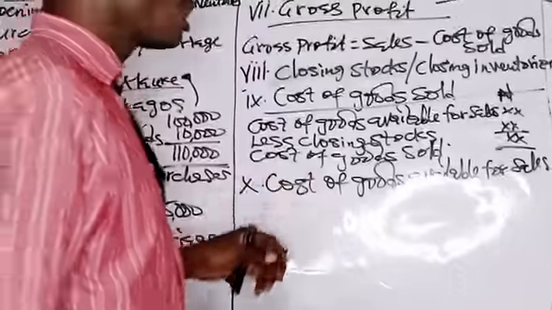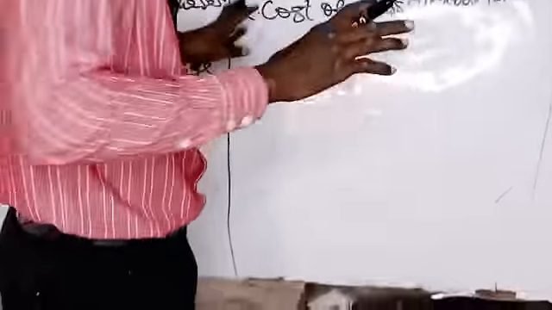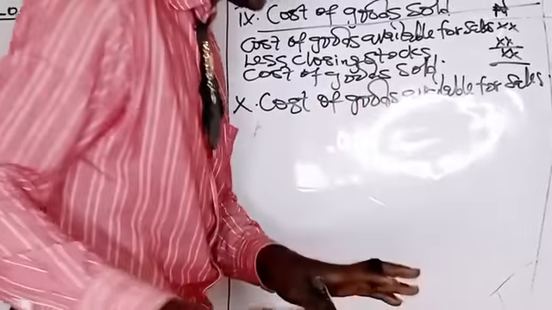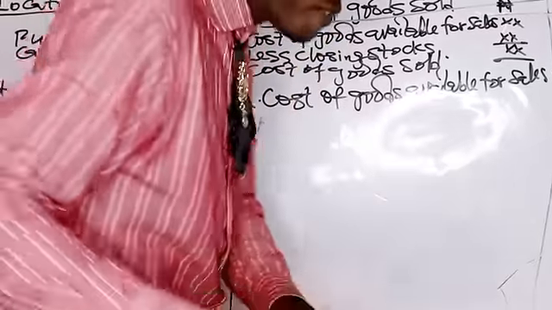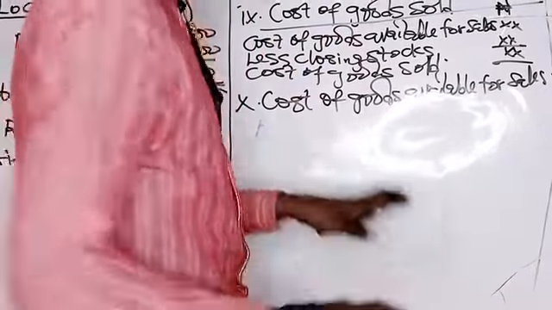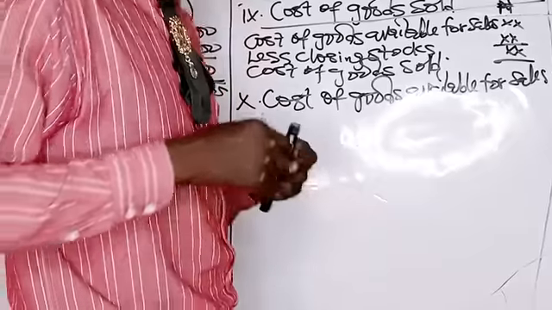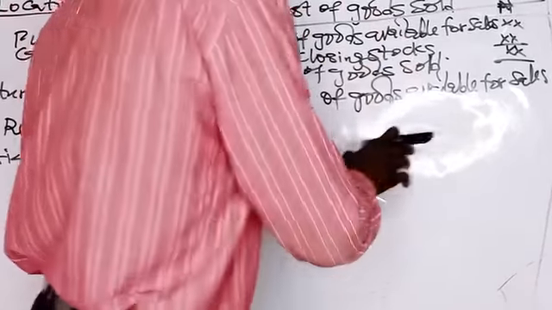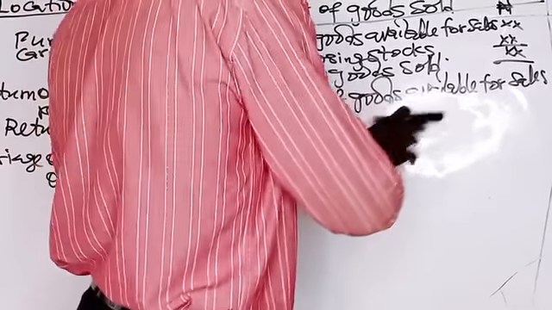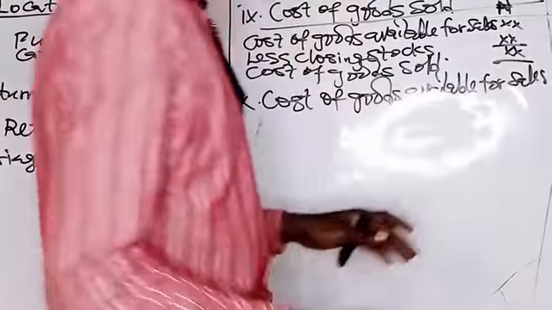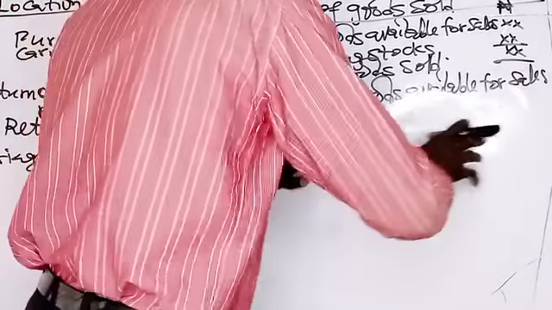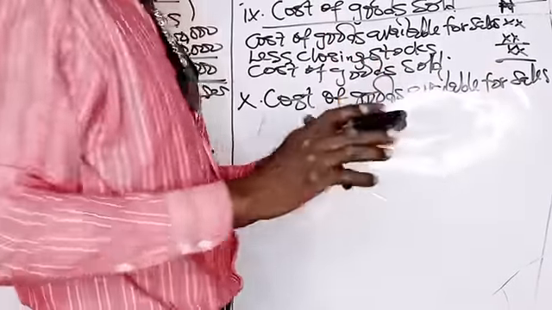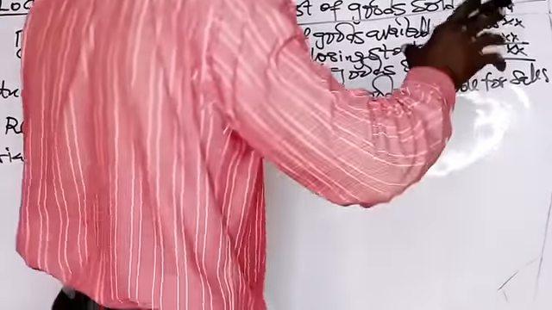This is the cost of goods in hand that are ready or available for sales during the trading period. Cost of goods in hands readily available for sales during the trading period. That is cost of goods available for sales.